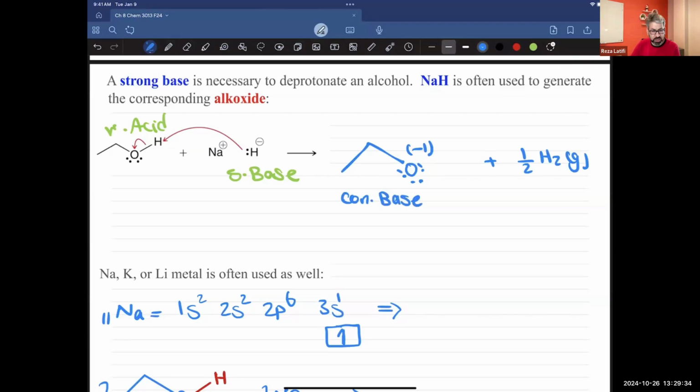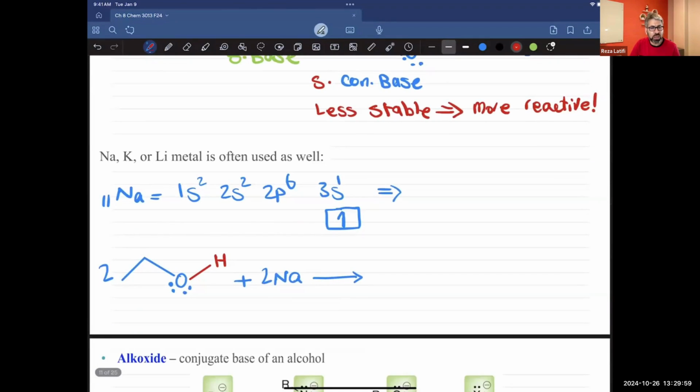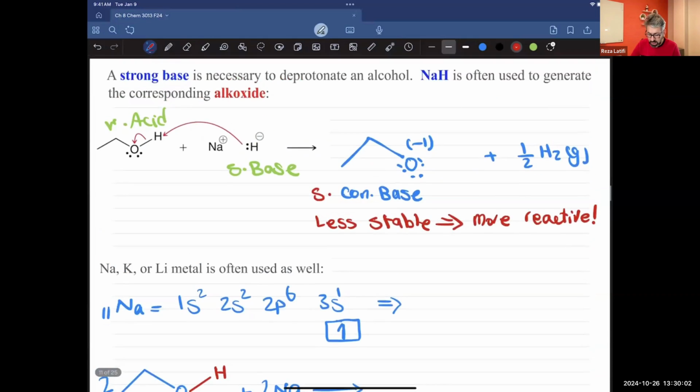Again, because alcohol is a weak acid, this is going to be a strong conjugate base. What does it mean? It means less stable, and if it's less stable, it will be more reactive. So keep this in your mind, that they are really reactive. Another way to create the conjugate base, or alkoxide.